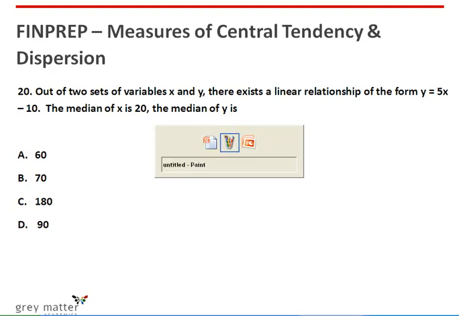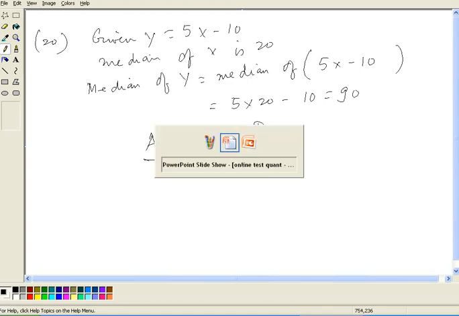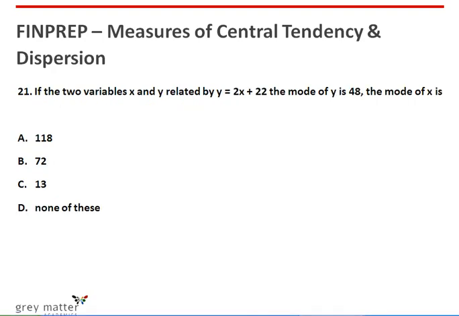Going to our PowerPoint presentation, the work area: given y is equal to 5x minus 10. Now median of x is given to be 20. Now median of y is equal to median of 5x minus 10, which is equal to 5 into median of x, that is 20, minus 10, which is 90. So the answer is option D. And going to our PowerPoint presentation, it is option D, which says 90.